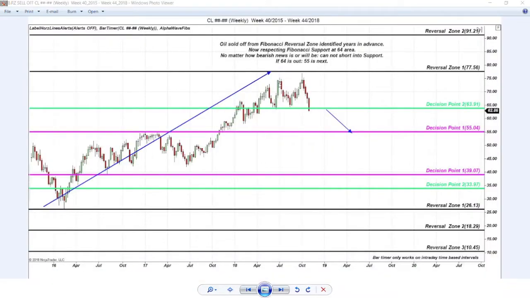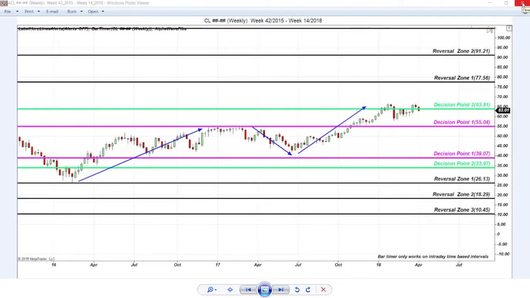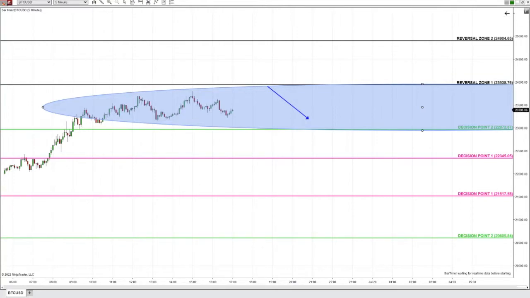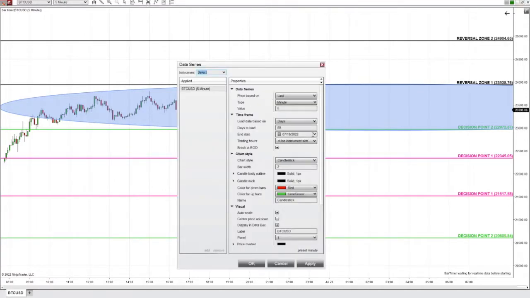So as you're witnessing this event on oil in 2018, this is a day trading chart on Bitcoin. On every single chart, an identical thing. Next, let's go on Bitcoin to the next day.